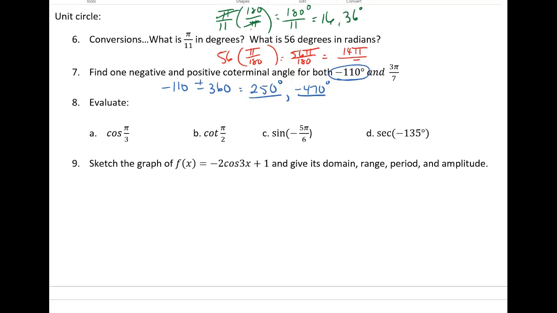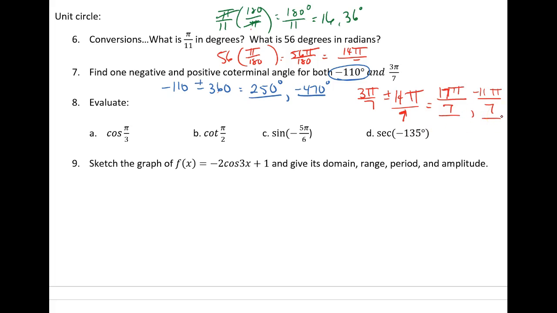3 pi over 7, same story, but different number here. This is the angle given. You don't want to add 360 because this is radians, but a full circle in radians is how much? 2 pi. So we're just going to get a common denominator here. This is really over 1. So let me turn that into a 7, which turns the top into a 14. And then I'm doing 3 plus 14 over 7, so 17 pi over 7, and then I'm doing 3 minus 14 over 7. So my 7s look terrible, but those are all 7s. Okay, so there's my 2 answers, positive and negative for that one.